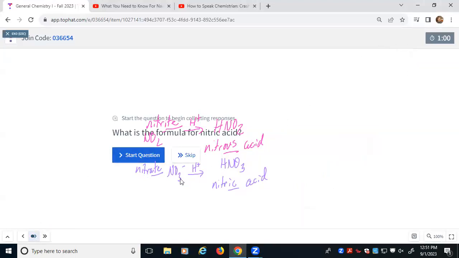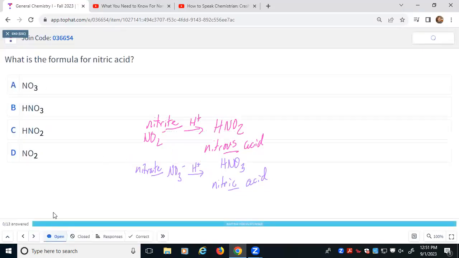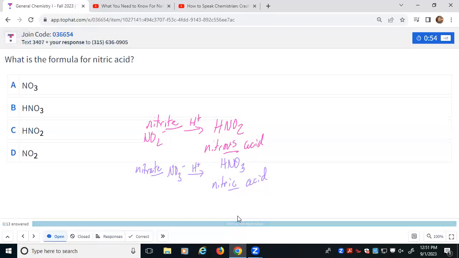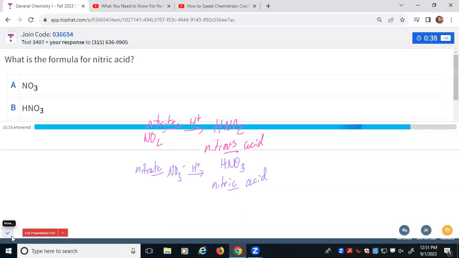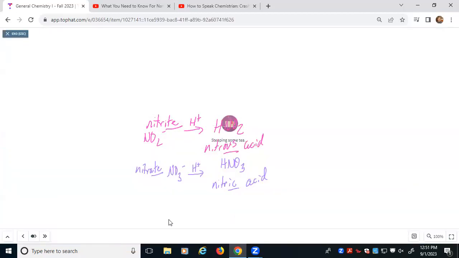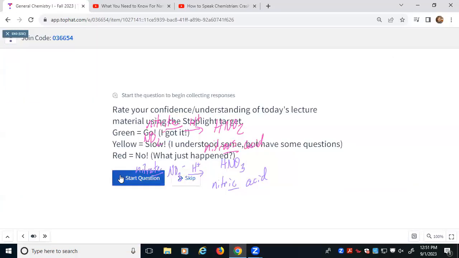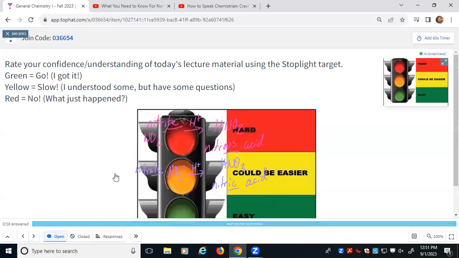So I'm going to quickly open up two things for you here because I don't want you to miss out on participation points. So we just did this one together. So it should be pretty easy to figure out which one of these is nitric acid, since I just gave you the formula for nitric acid. And so once you've answered that one, go ahead and answer this one as well. So both should be open at the same time here.